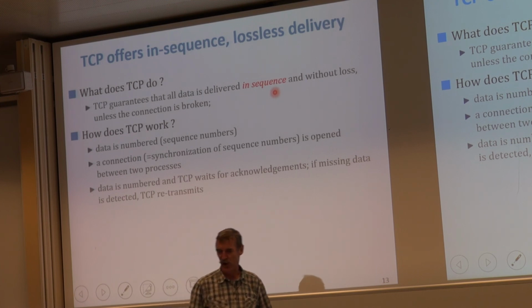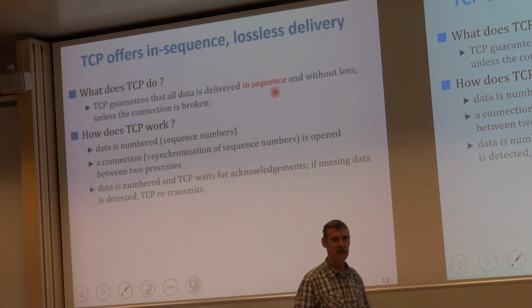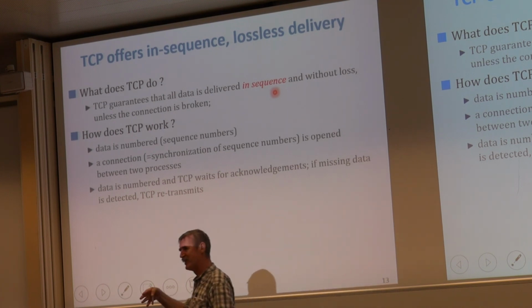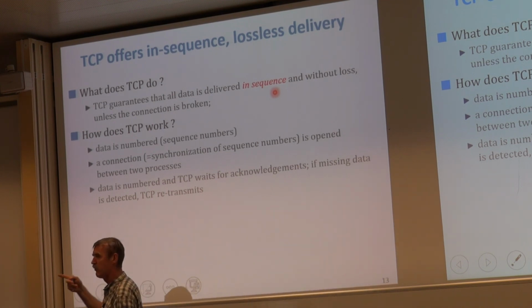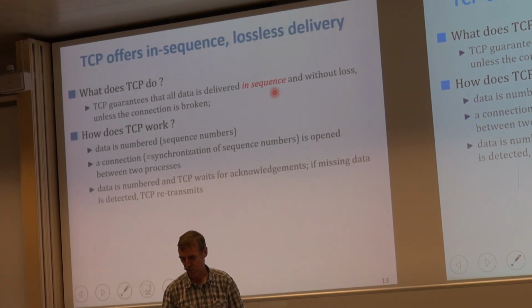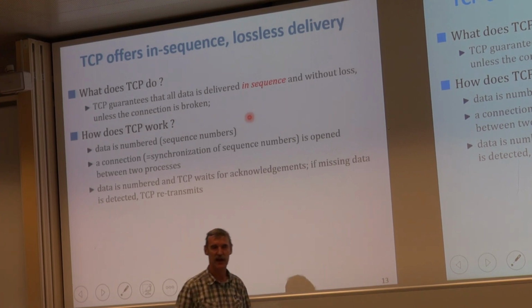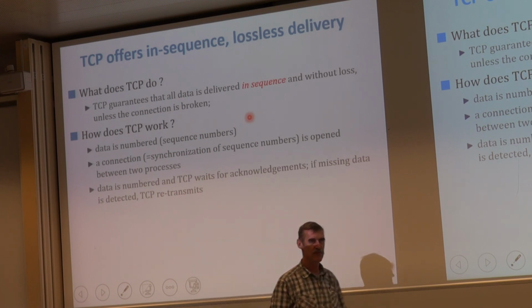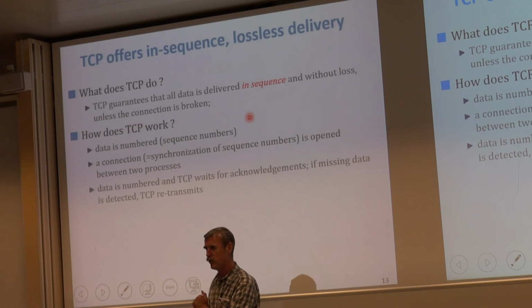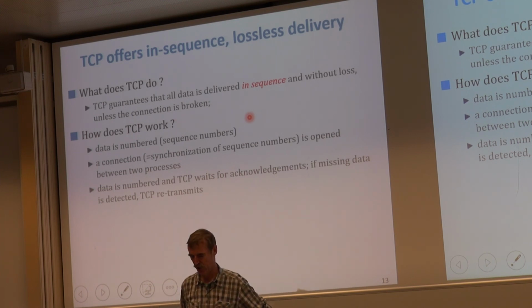How does TCP work? Well, it's very simple. If you want to be able to provide data in sequence and detect those that are lost, the idea is, well, you put a number called a sequence number in every TCP packet, which is called a TCP segment. That's part of the TCP header, so it's not put by the user, it's put by the TCP, it's part of the TCP protocol.